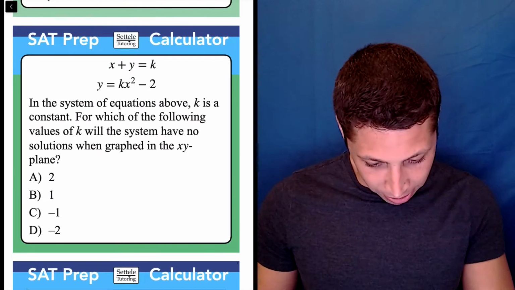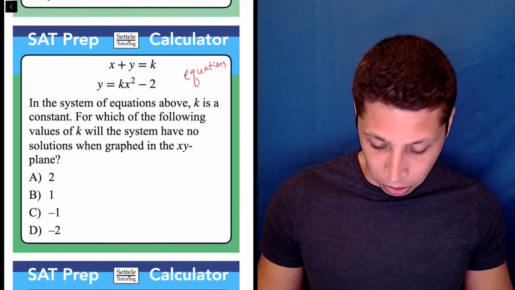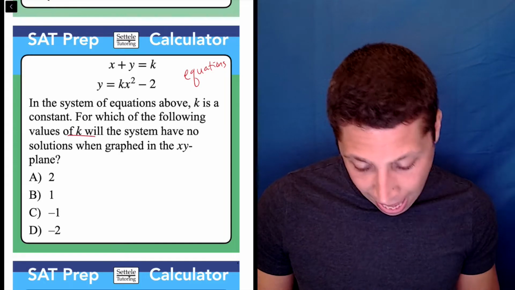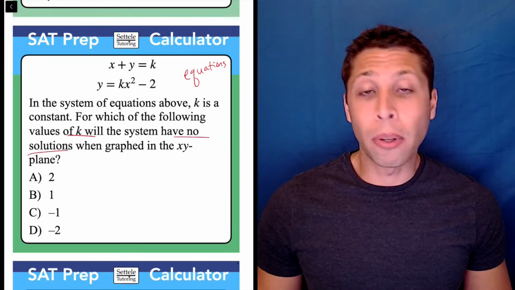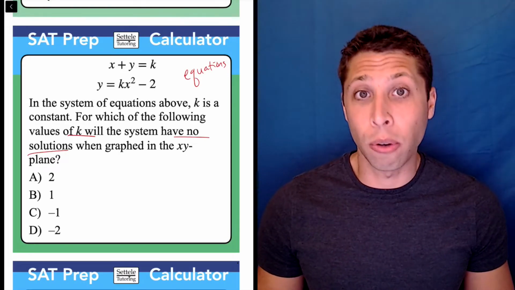Okay, let's see this one. I definitely see equations, so that's a good sign. I can usually work with those. Okay, I have to solve for k, and it's got no solutions. Okay. So this is a good example of a question where there isn't really a strategic way to approach it. You're just going to need to know some stuff.